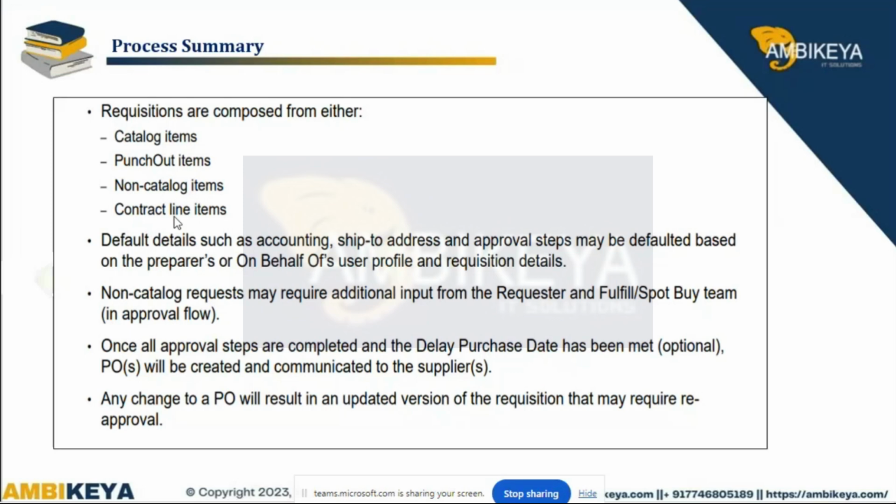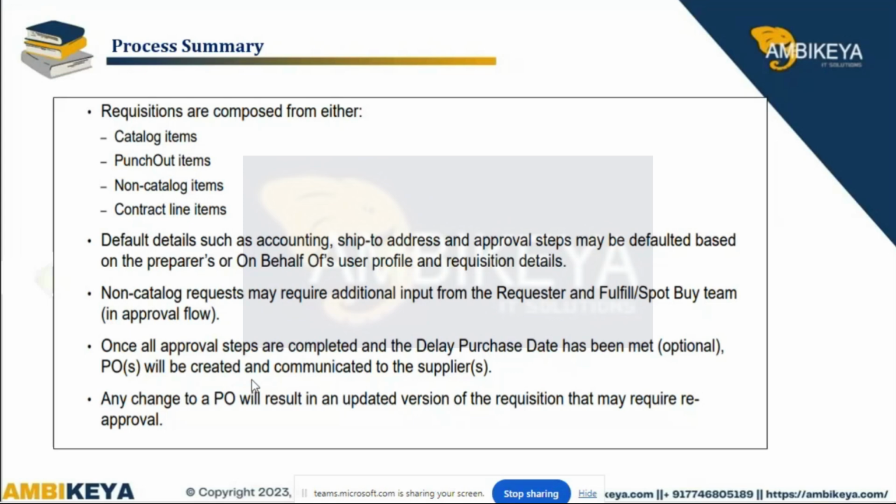Once all the approval steps are completed and the delay purchase date has been met, POs will be created and communicated to the suppliers. We will cover this in the upcoming slides. Once all the approvers have approved the purchase requisition, only then is the purchase order going to get created.